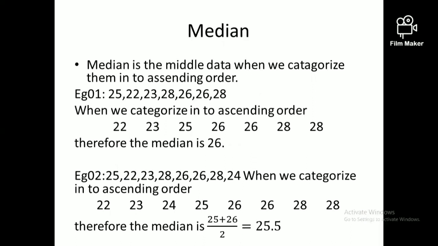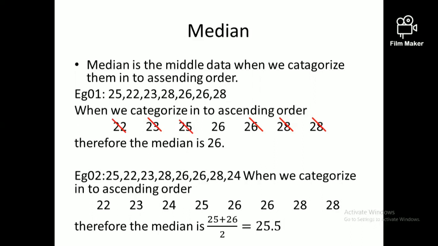Then the median. Median is a simple concept. What we need to do is categorize this information into ascending order and see what is the midpoint. For example, if you work out over here, first you can prepare them into ascending order and see what is the middle figure. So you can say simply the middle figure comes as 26. Therefore, 26 is the median, right?